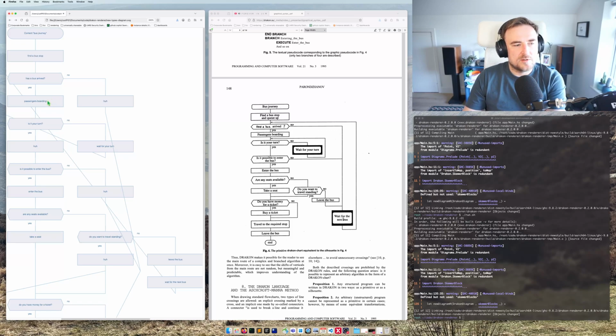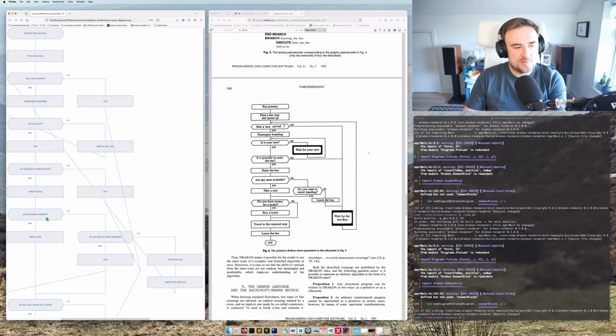Passengers boarding. Is it your turn? No. Wait your turn and go back to is it your turn? Yes. Goes after is it your turn? Is it possible to enter the bus? No. Go to ha and 410. Here. Yes. And 410 goes back there. Okay, enter the bus, goes here.